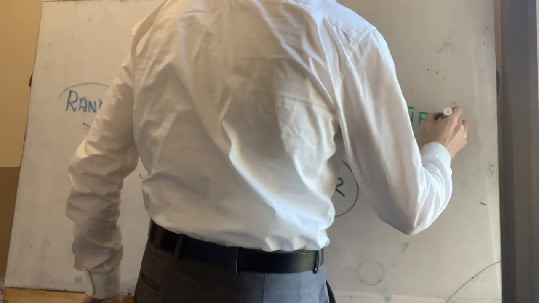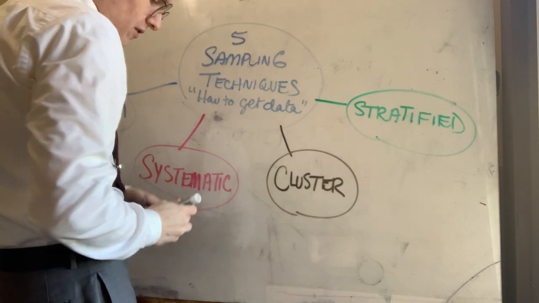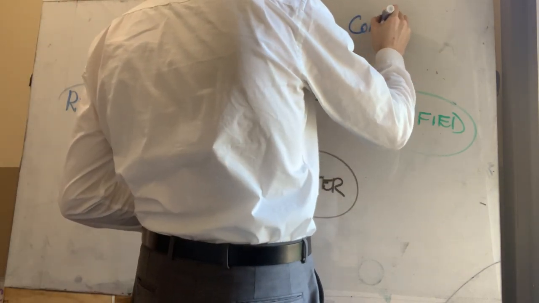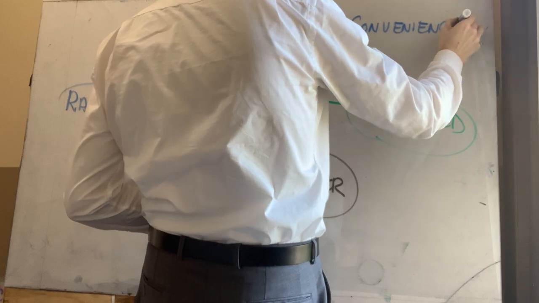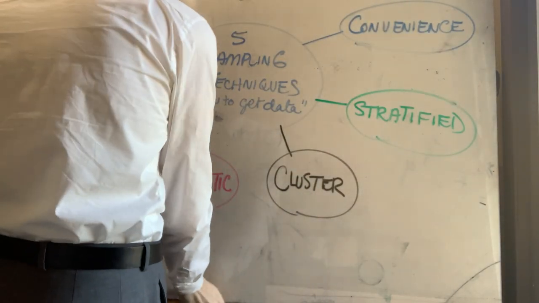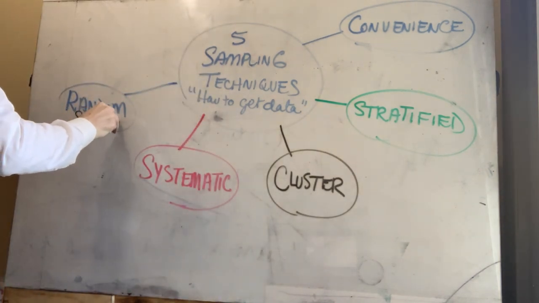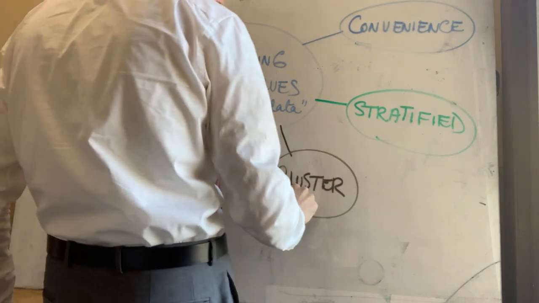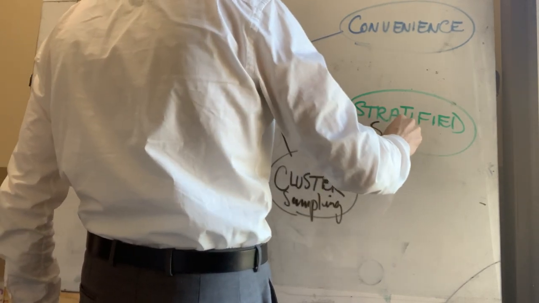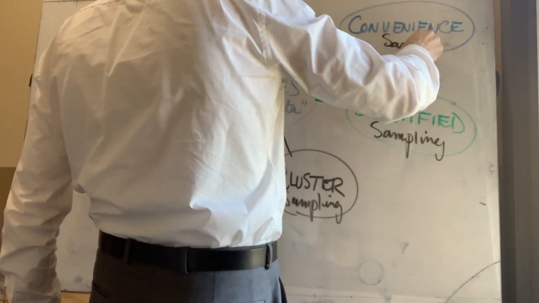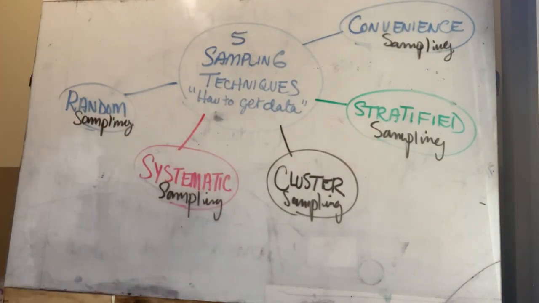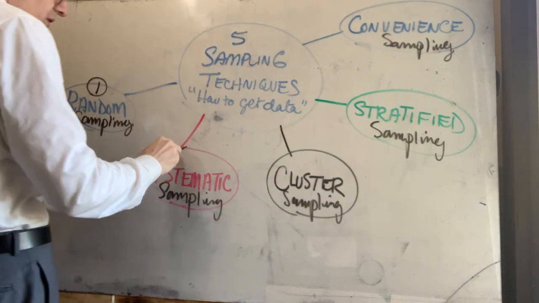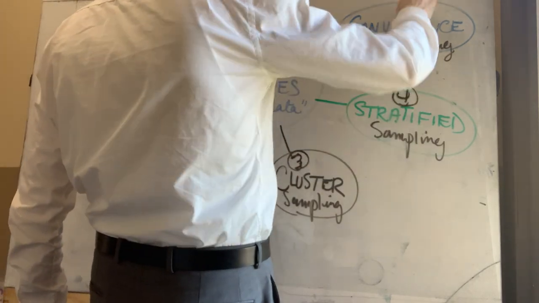And then, although I don't really care for it, it's mentioned in your book, so I will include it: convenience. Random sampling. Systematic sampling. Cluster sampling. Stratified sampling. And convenience sampling. Just to give you a vague idea temporarily. And we're going to do things in basically this order: random, systematic, cluster, stratified, and convenience.